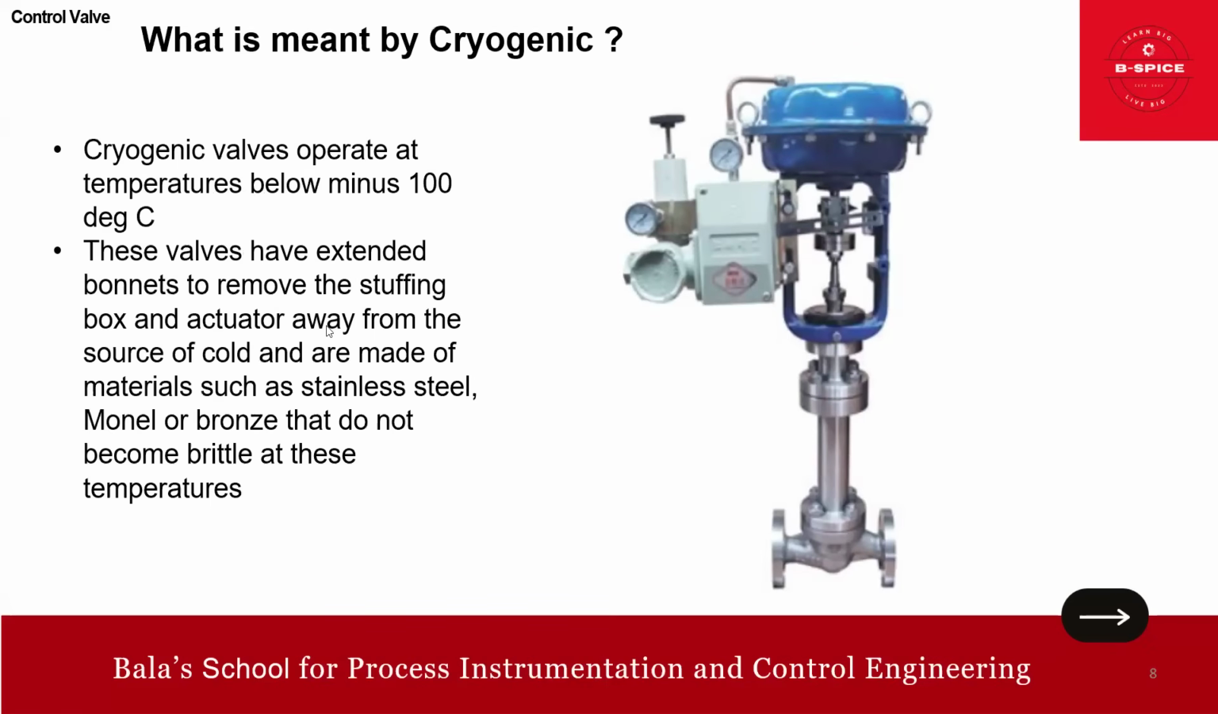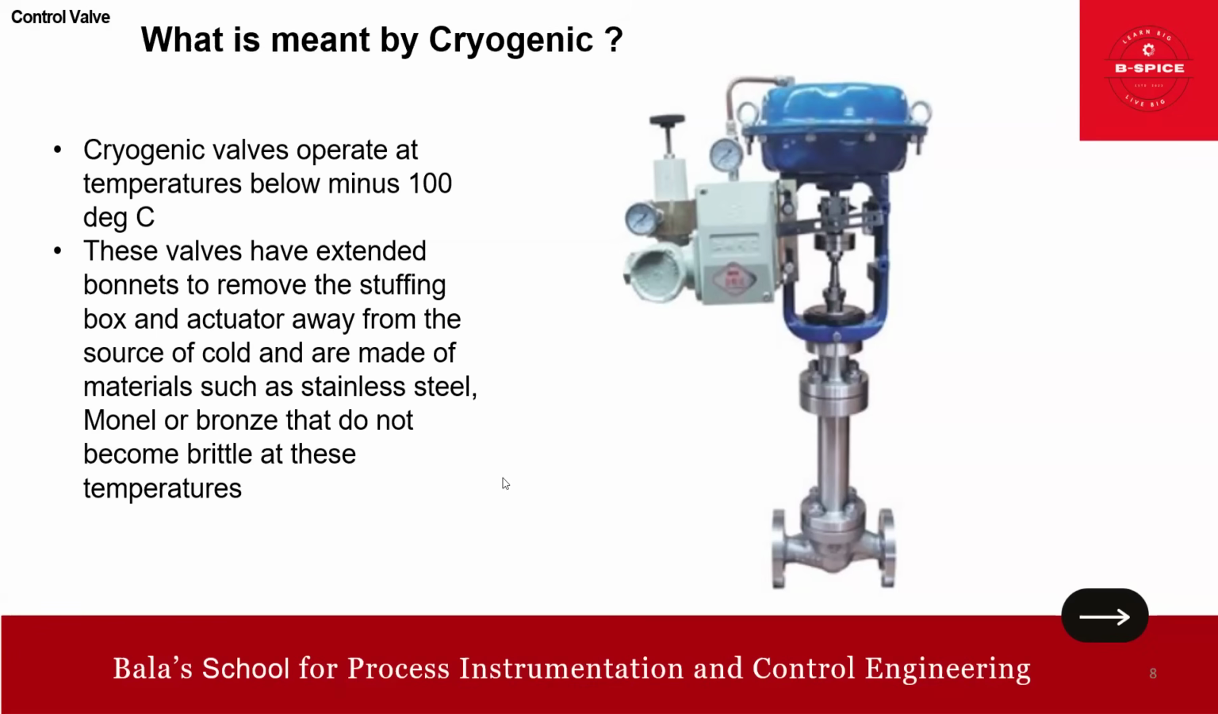What is meant by cryogenic? Cryogenic valves operate at temperatures below minus 100 degrees C, right? So these valves have an extended bonnet, as you can see here. This takes the stuffing box and the actuator away from the source of cold, here is the pipeline, so everything will be cold. These extended parts are made of materials such as stainless steel, Monel or bronze that do not become brittle at this temperature. That is the point. You got it, friend? This point is very important.